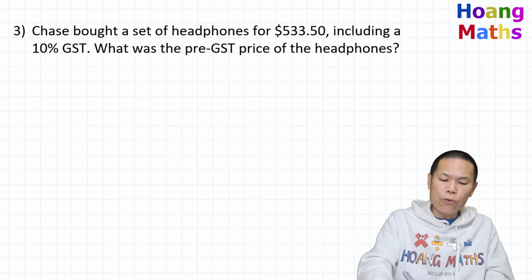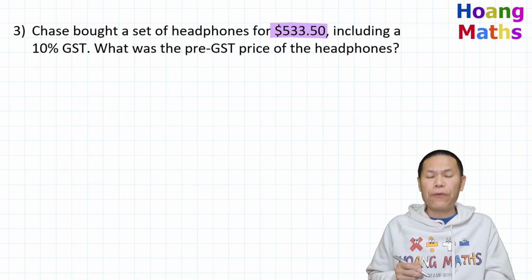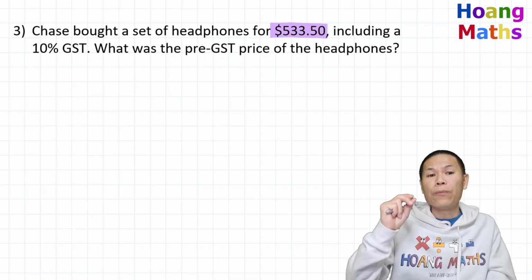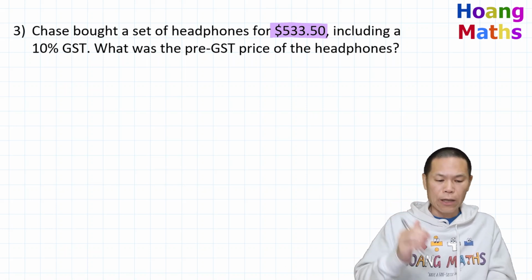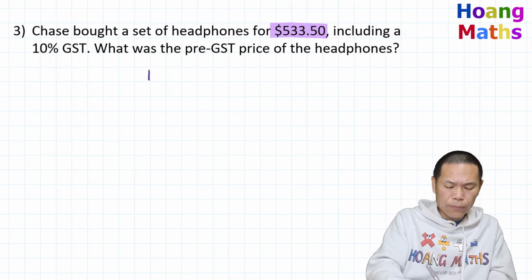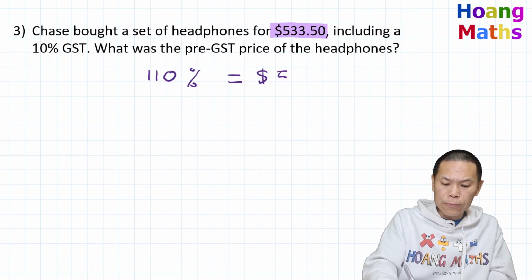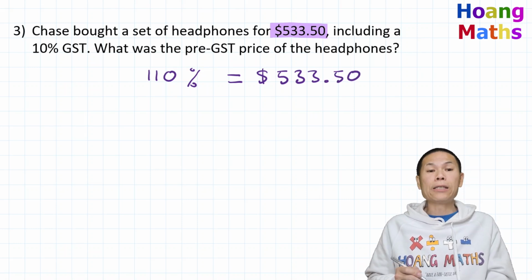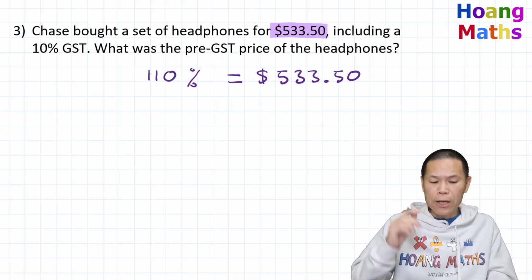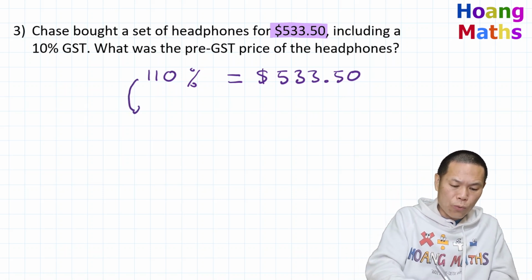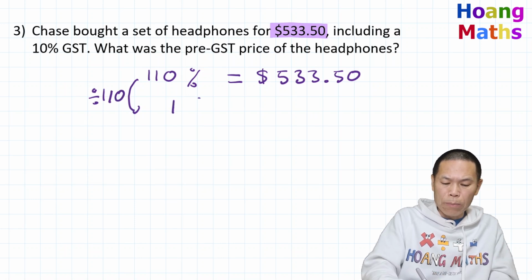So first of all, we know that $533.50 is 110% altogether, because that is including tax. So 110% is $533.50, including GST. So we just need to work out 1% first. From here to here, we divide by 110. So that will give me 1%.